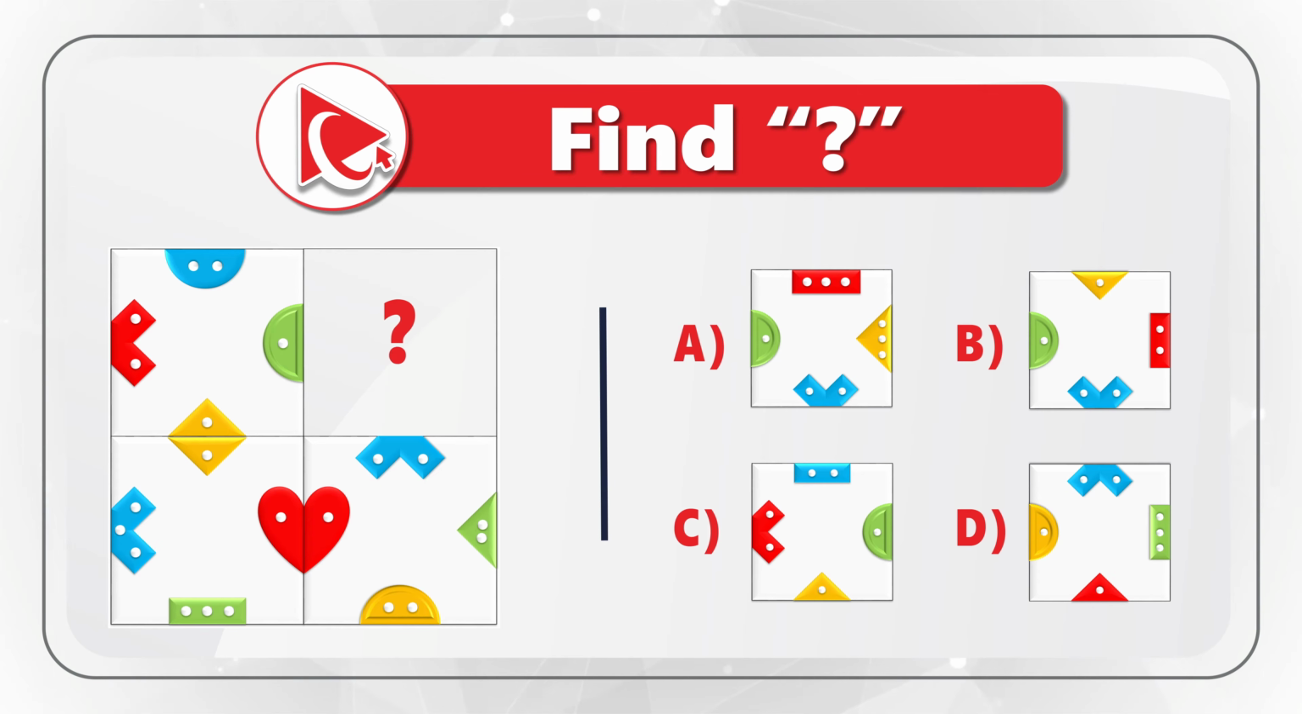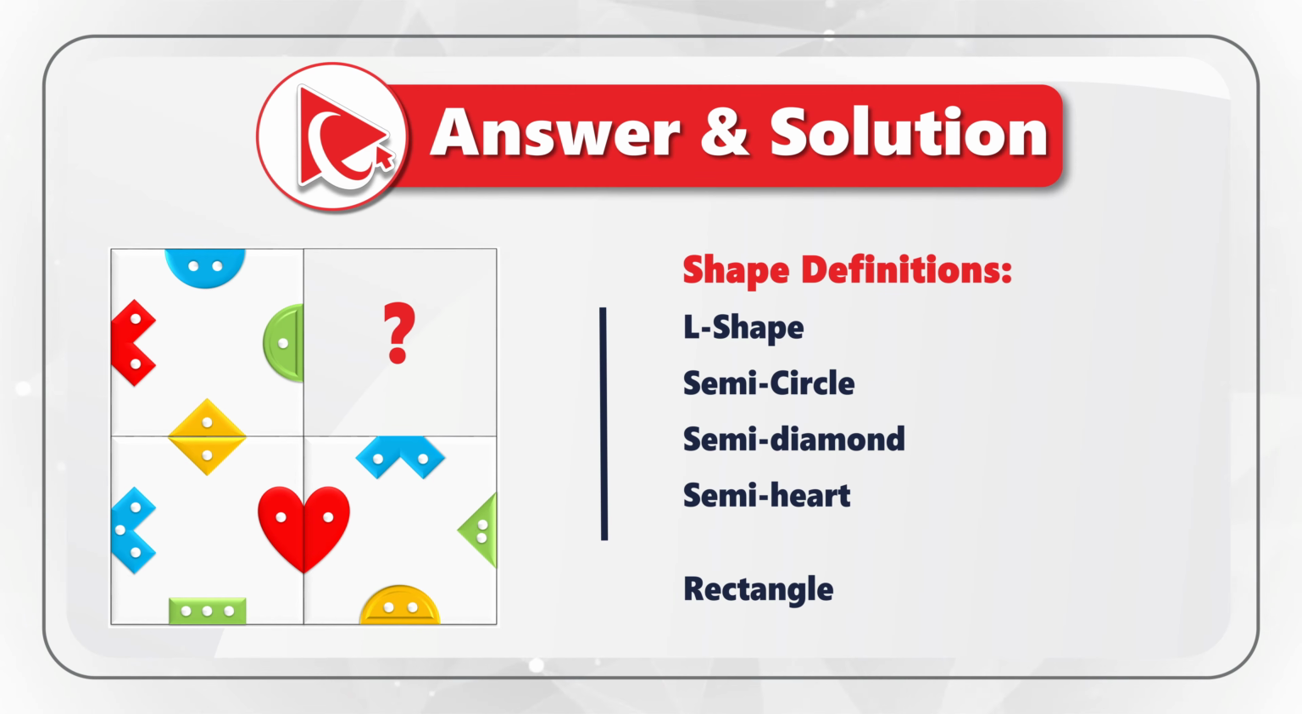To solve this challenge, let's better understand what we're dealing with. We have 5 types of shapes. We have L shape, we have a semicircle, we have a semi-diamond, semi-heart, and rectangle. Each one of these shapes is located in a small square, and each one of the shapes has 1, 2, or 3 dots inside of it.